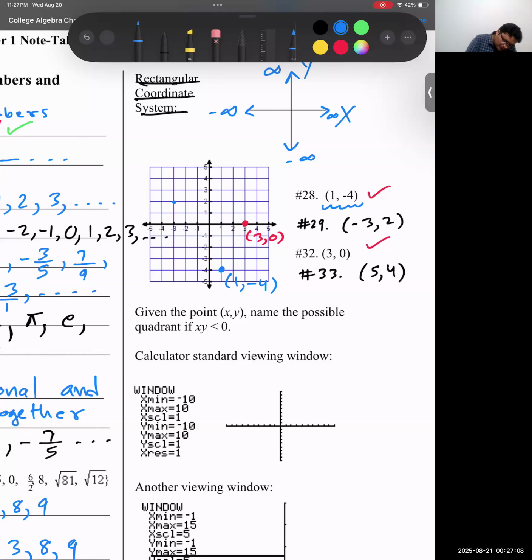-3, 2 should be here. That's your -3, 2. And 5, 4 should be here. Okay. Oh, actually one more number. I want you to do one more number. Let's say -2, -1.